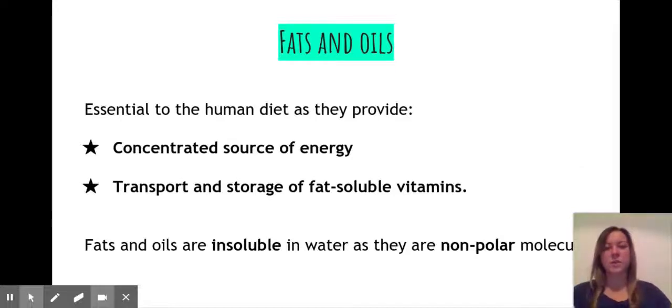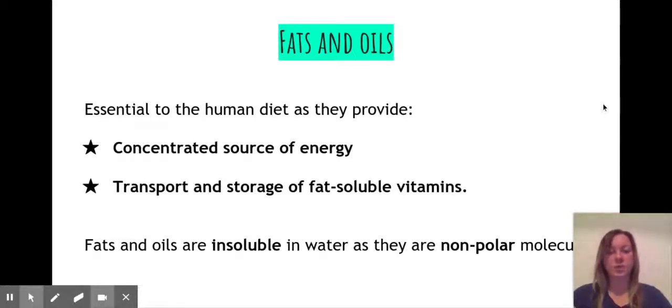So fats and oils are essential to the human diet because they provide two things: a concentrated source of energy, more concentrated than you get from, for example, carbohydrates, and also transport and storage of fat-soluble vitamins. If you do not have fats and oils in your diet, then you're going to have no way for fat-soluble vitamins to move around your body. Some of the fat-soluble vitamins are vitamin A, vitamin E, vitamin K. C and B are the water-soluble ones.